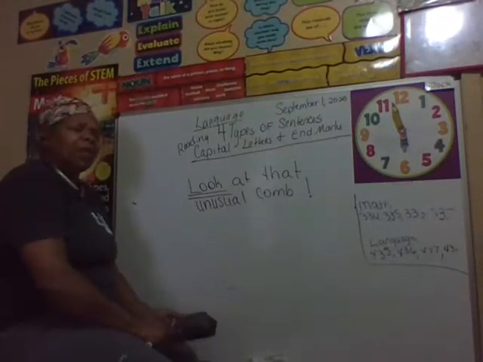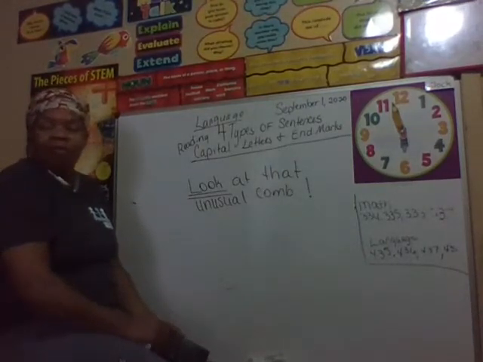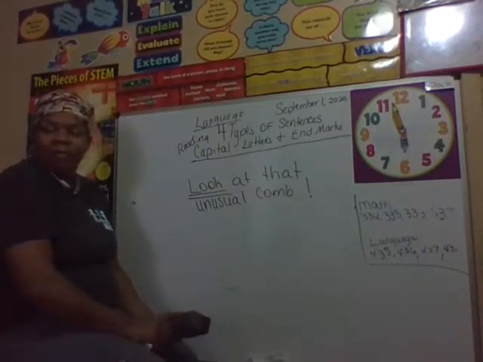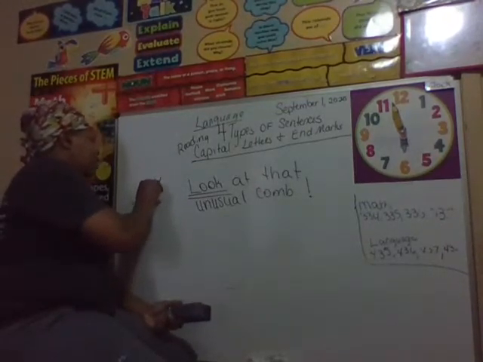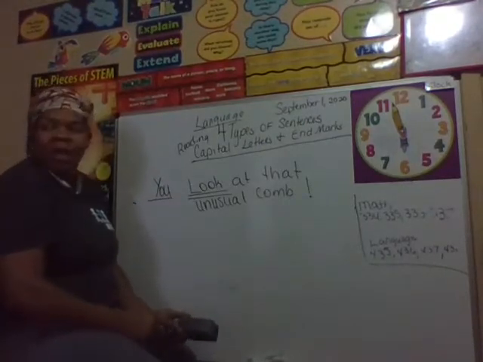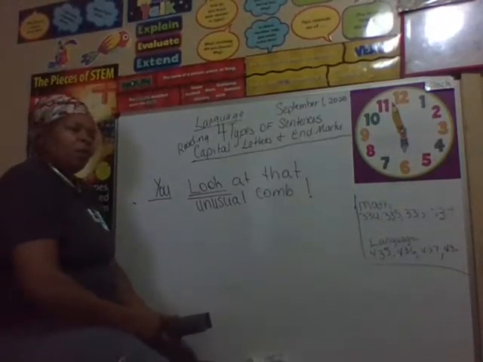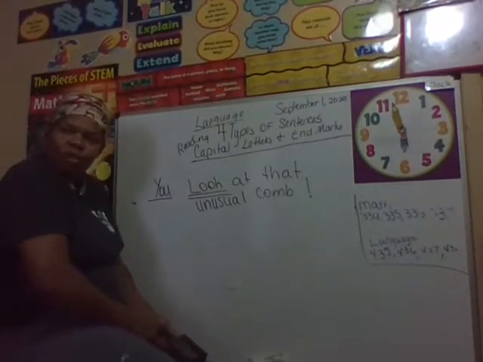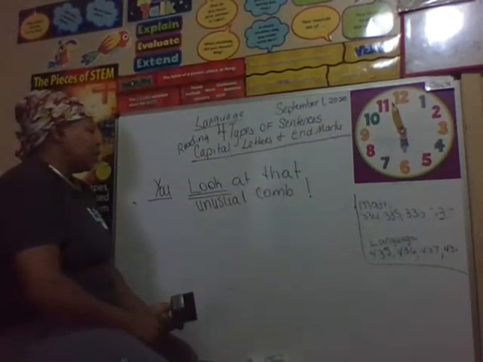How can a person be an act? So remember the unidentified word? You. Very good. You is the subject because I am talking to you. You look at that unusual comb. So here, you would be the subject. Look would be the verb.